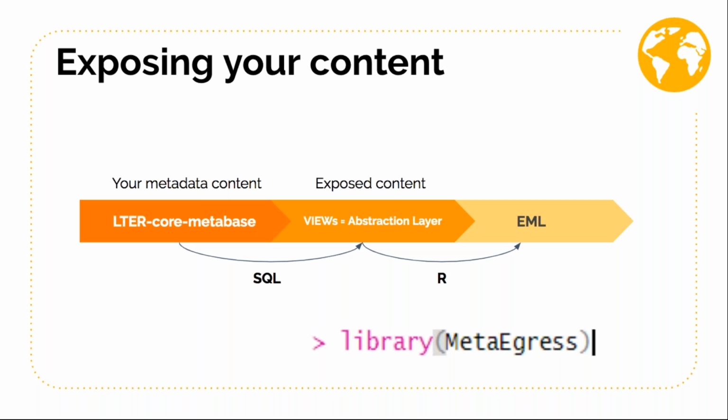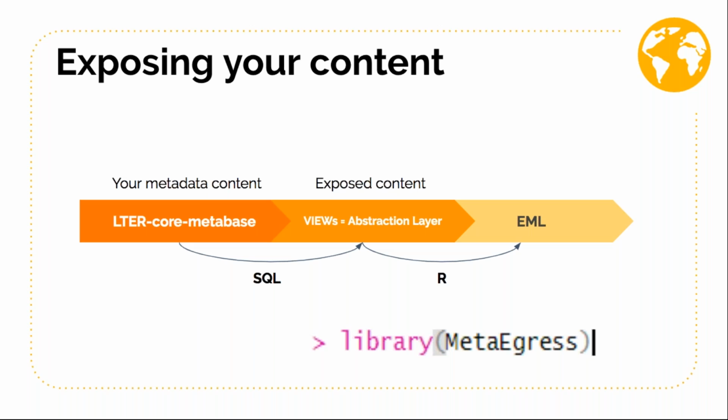So you have LTER core metabase. That's where your metadata content is. And then you have some end application that you want to be realized from that database, such as generating EML. The way that we recommend doing that is through views. And there is an EML set of views that are already included in core metabase. So these views will take whatever structure core metabase is in and give you tables with field names that align very closely to the element names that are described in the EML schema. So then it becomes much easier for you to write an application that can make use of those views because you're using terminology that you're already familiar with if you're familiar with EML.